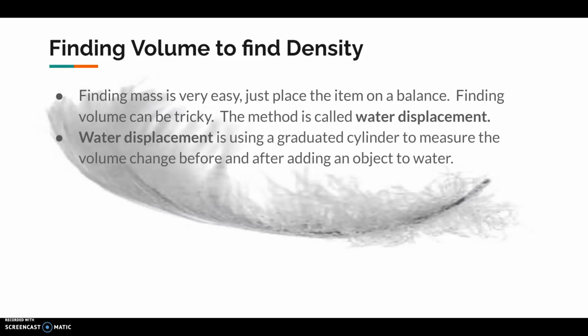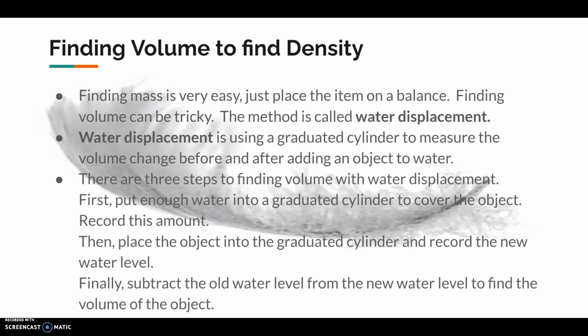To find the mass of something, this is very easy. Just place the item on a balance. In the lab, we have digital balances. Finding the volume can be tricky. This method is called water displacement. Water displacement uses a graduated cylinder to measure the volume change before and after adding an object in water.